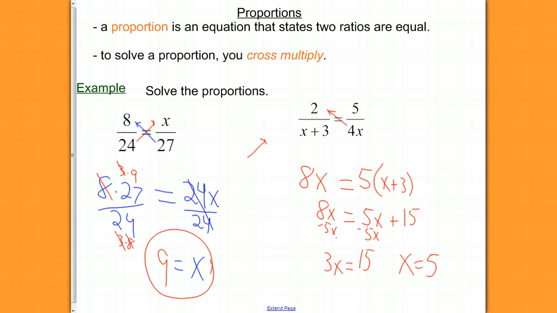Now, just to make sure that this is a good answer, we can always plug in x. If x is 5, we've got 5 plus 3, that's 8, over... 2 over 8. Does that equal 5 over 4 times the x value of 5, which is 20? 2 over 8 is the same thing as 5 over 20. They're both 1/4, so it works.